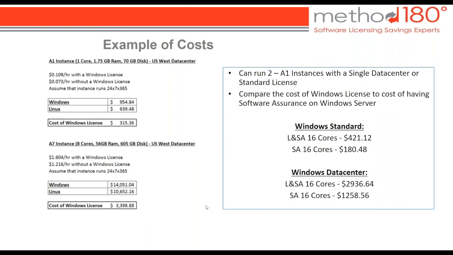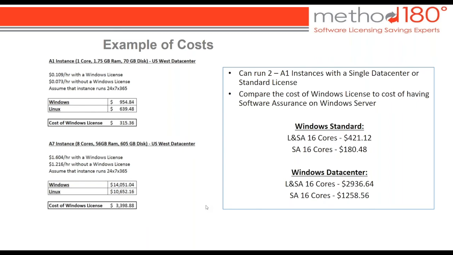So if we just assume that that runs 24/7 by 365, for Windows, it's $1,000 a year, or 950. For Linux, it's 640, or without the Windows. I put Linux there, but it's without a Windows license. So the cost of the Windows license there is about $315 a year. Now, this is standard rack rate. Enterprise customers are going to get some discounts, so the cost of that license goes down when you get discounts for being enterprise clients.